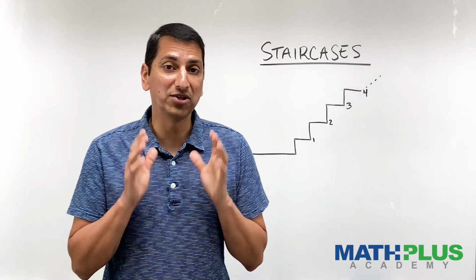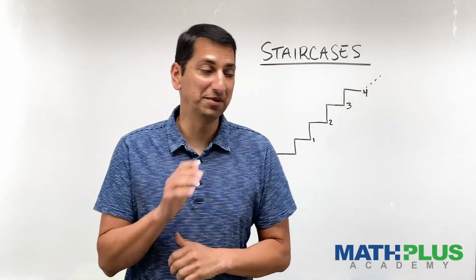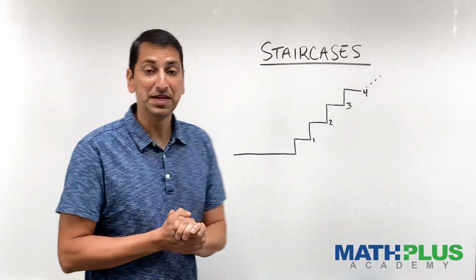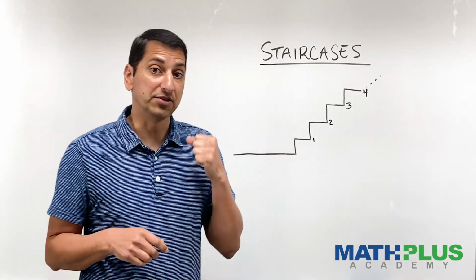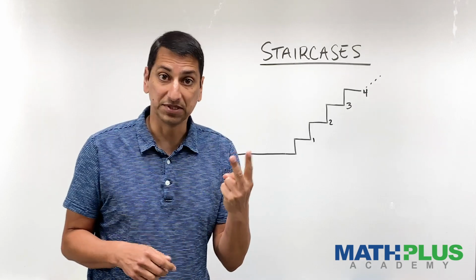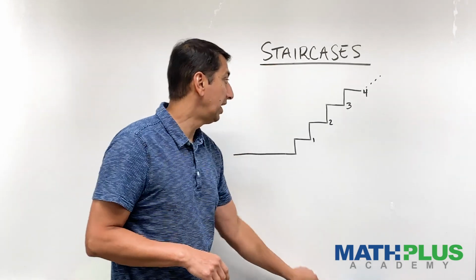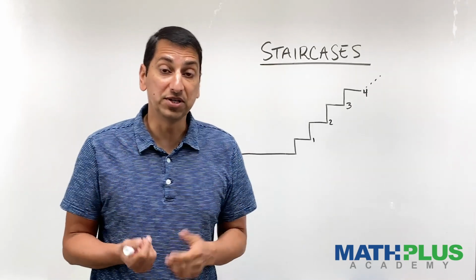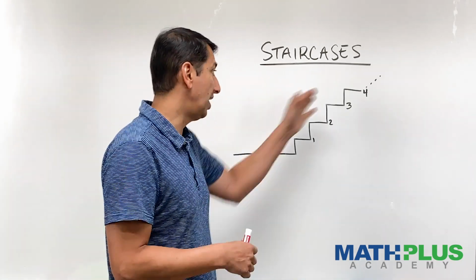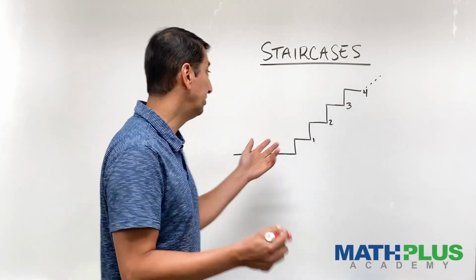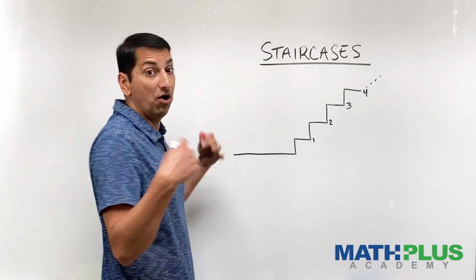This is one of my all-time favorite math problems. It is the staircase problem, and in this problem you have to go up the staircase doing either single steps or double steps. So let me show you how that might work. Our goal is to figure out how many different ways there are to get to the top of a staircase.